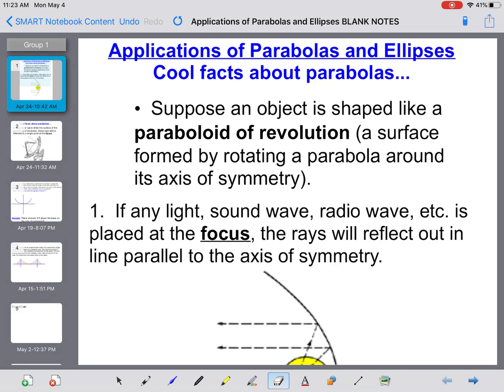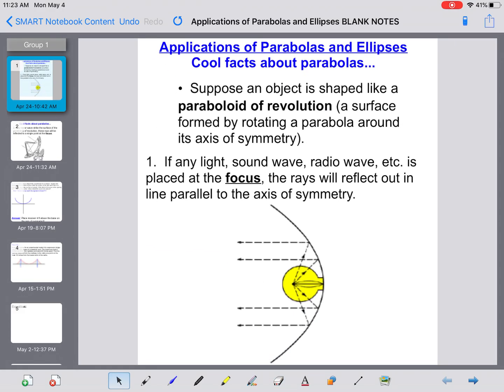So today we're going to take a pause on new formulas and new equations, and we're going to look at some applications of parabolas and ellipses. Okay, I'm going to do two videos today. I'm going to start the first one with the application of parabolas, and then I'll pause it, and then I'll do applications of ellipses. Okay, so check out this first one.